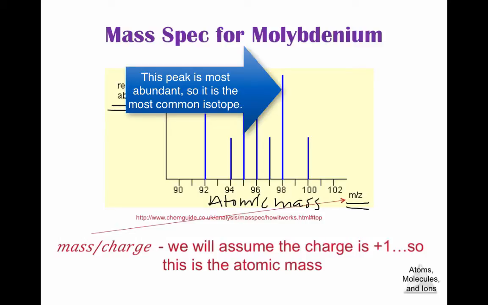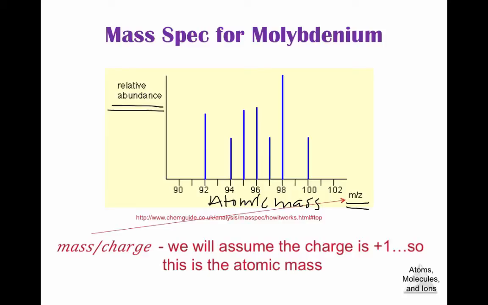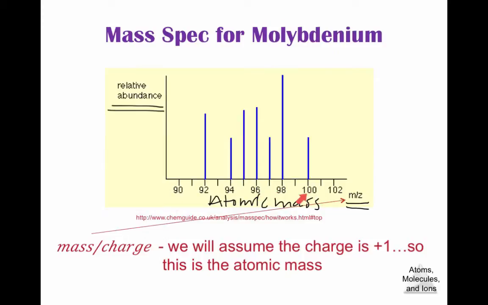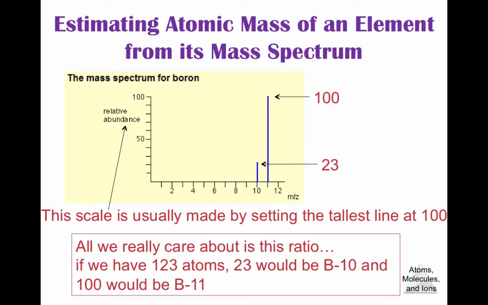As we look at this mass spectrum, which is essentially the data given off, we can see the isotopic combinations. If we look at this, we can see that we have some isotopes with a mass of 92, 94, 95, 96, 97, 98, and 100. What the mass spectrum allows us to do is actually estimate the atomic mass of an element from these results.